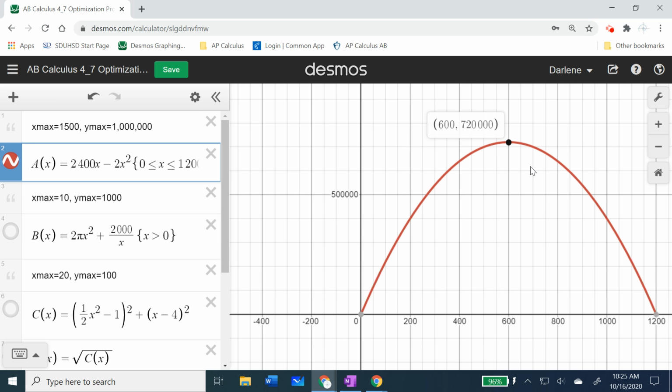Technically, I'm supposed to, for an optimization problem, also check endpoints. I've got 0 area at one endpoint and 0 area at the other. Shocking. But this is what's going on behind the scenes that you will most likely not have access to.